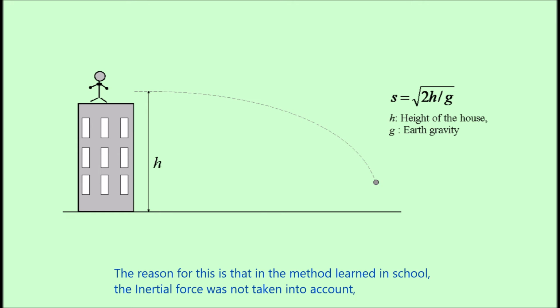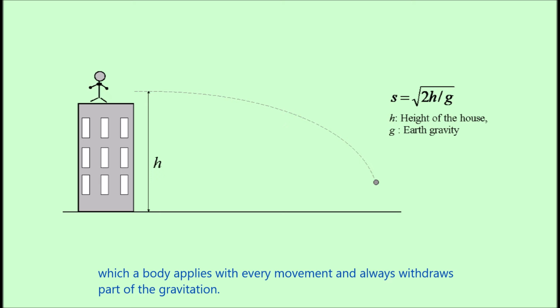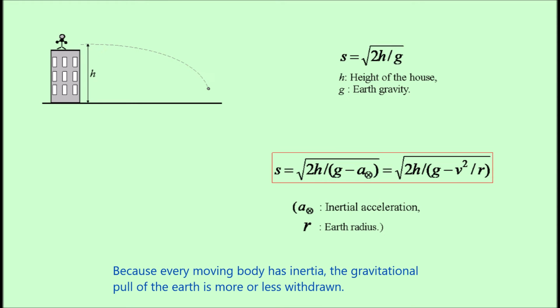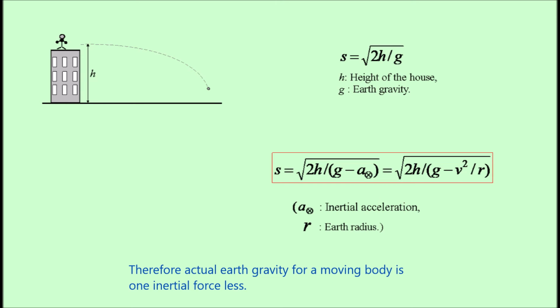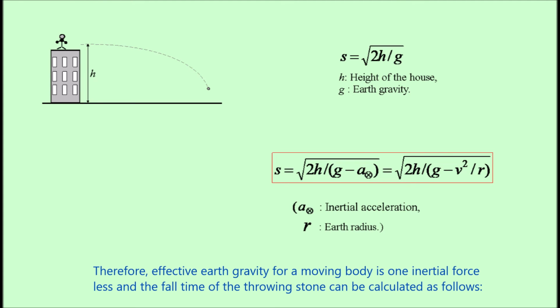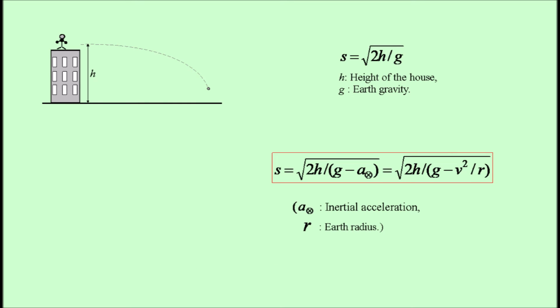The reason for this is that in the method learned in school, the inertial force was not taken into account, which a body applies with every movement and always withdraws part of the gravitation. Because every moving body has inertia, the gravitational pull of the Earth is more or less withdrawn. Therefore, effective Earth gravity for a moving body is one inertial force less, and the fall time of the thrown stone can be calculated as follows.